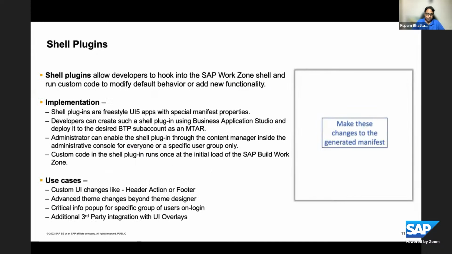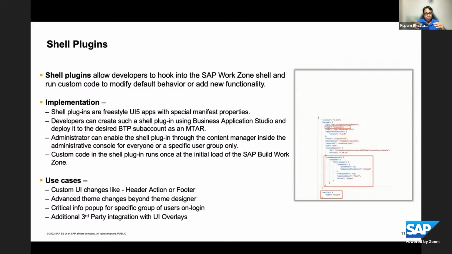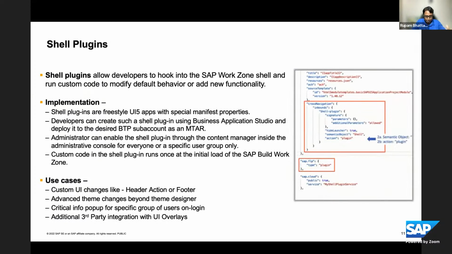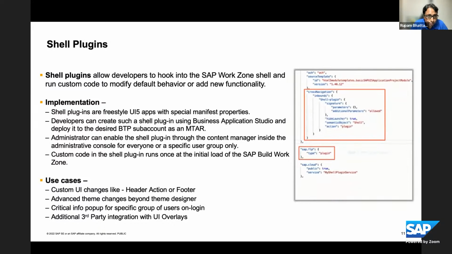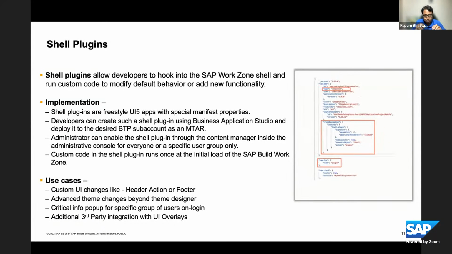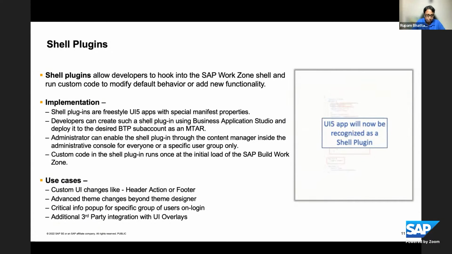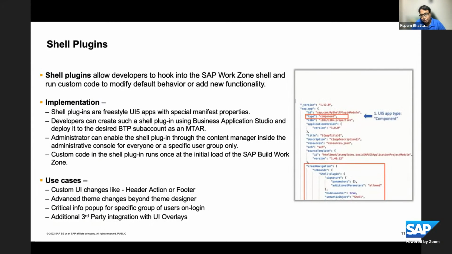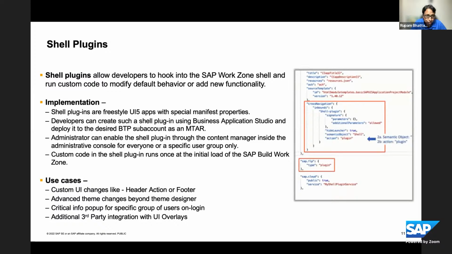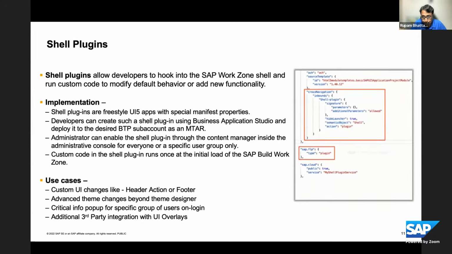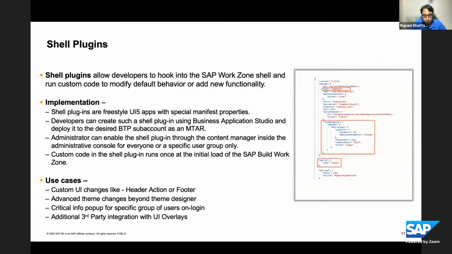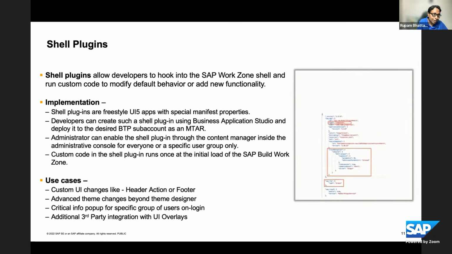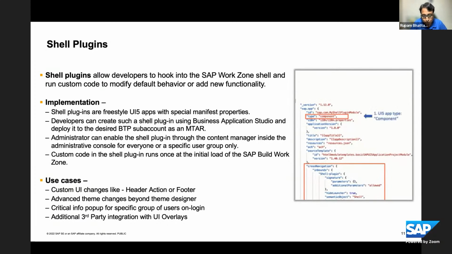Next is shell plugins. Now, shell plugins are ways in which you enhance SAP Work Zone shell behavior, the entire SAP Work Zone as a whole. They allow developers to hook into the SAP Work Zone shell, the entire page for that matter, and run custom code to modify the default behavior or add some new functionality. Like what, you may ask? Like, let's say a header, a button, or a new footer altogether, or for that matter, do some theme-related changes, which are way too fancy for your theme manager or theme designer.